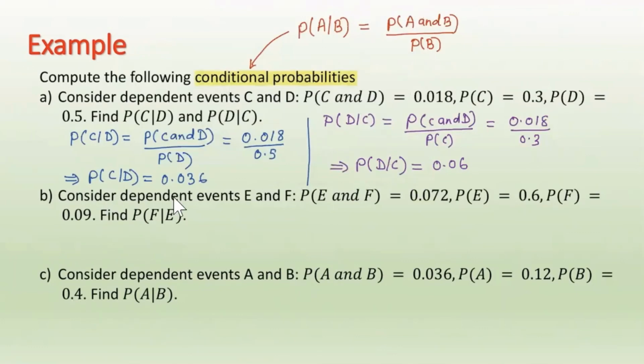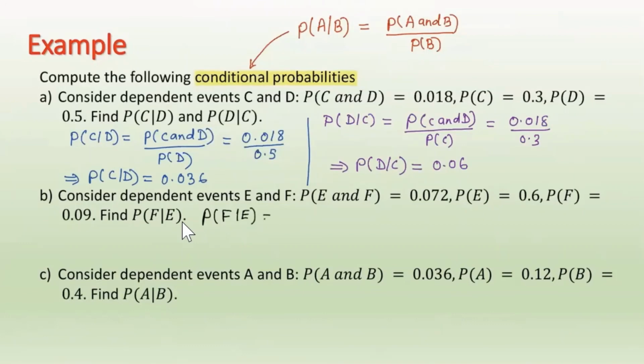It is similar. Consider the dependent events E and F. Probability of E and F equals 0.072. Probability of E is 0.6. Check your note catcher if it is different. It should be 0.6. Probability of F is equal to 0.09. We have to find the probability of F given E. So here we want probability of F given E.